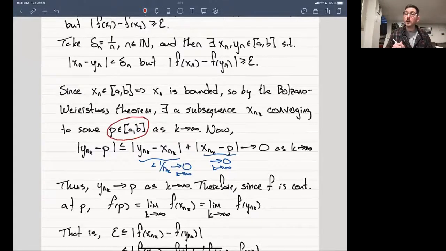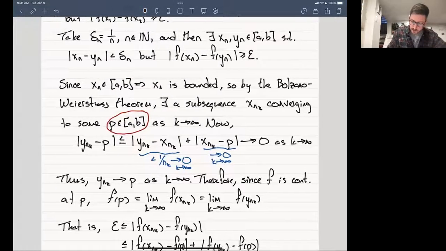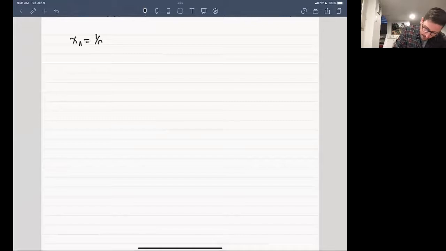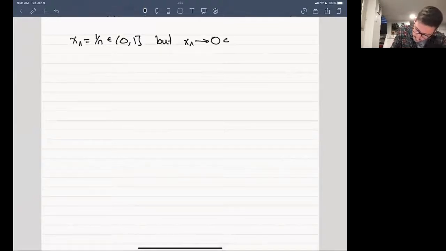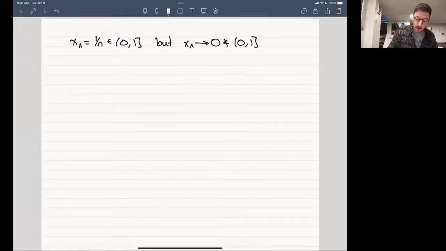I need to know that p belongs to the interval itself. If I had an open interval, then the limit doesn't necessarily have to stay in the interval. So let me give you an example. I can take this sequence, x_n equal to 1 over n, which belongs to the half open interval 0 to 1, but x_n converges to 0, which does not belong to that interval. So that means that I could have a sequence of elements inside the open interval that converge to something outside of it. The nice thing about closed intervals is that they contain their limits. You can prove this, and we have done this, in particular with the case of least upper bounds, but that's the issue. And that's where things typically go wrong when you have open intervals.